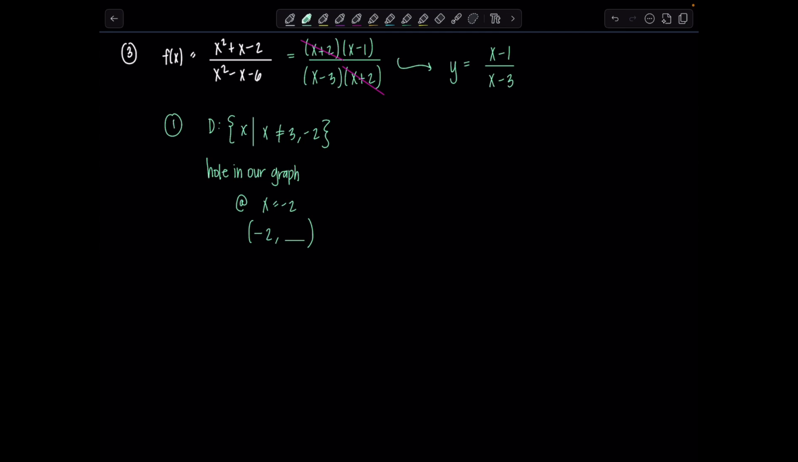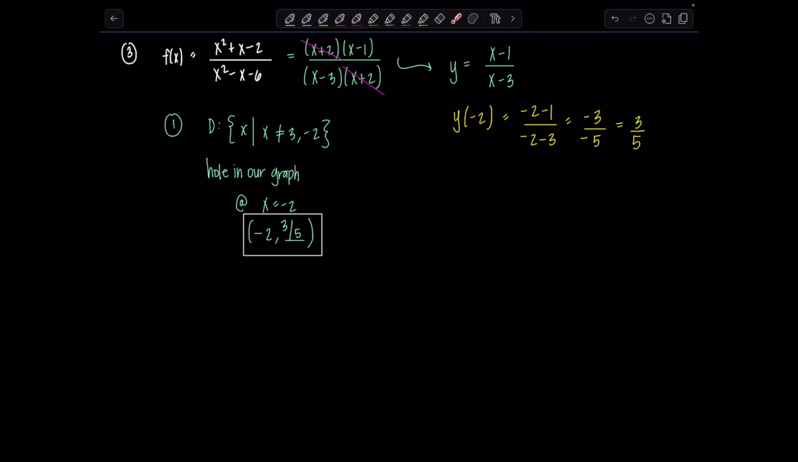So where do you go to figure out the y value? Not here. You go to the reduced form version and you plug in negative 2 for x. So let's do that really quick. So y of negative 2 would be negative 2 minus 1 over negative 2 minus 3. So that's negative 3 over negative 5, which is positive 3/5. So we have a hole in the graph at negative 2, comma 3/5. You're just going to graph an open circle.